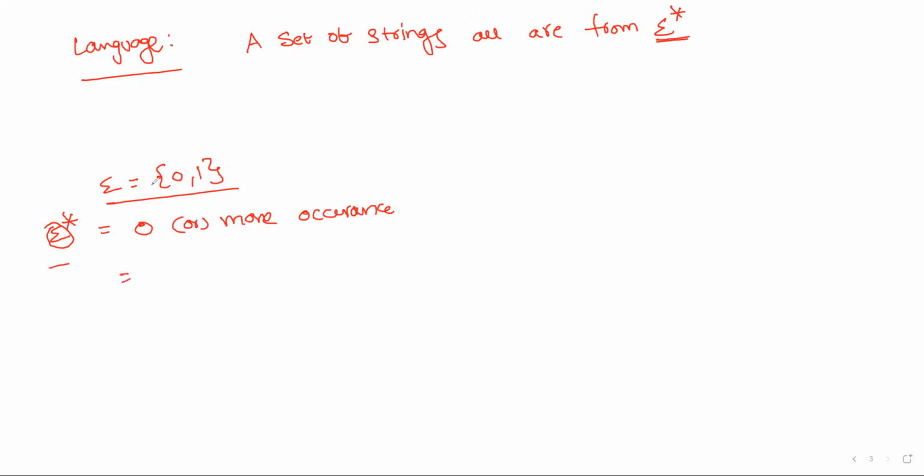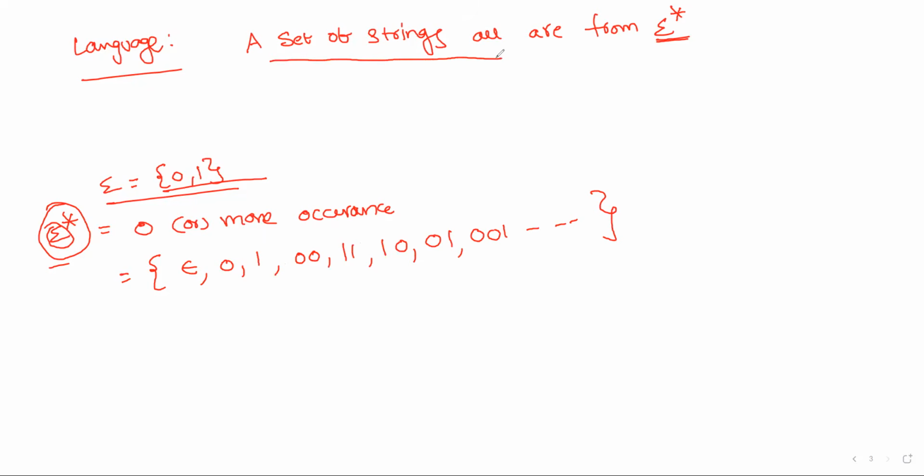So for example, for this {0, 1}, what is sigma star? Zero occurrences means epsilon, then 0, 1, 00, 11, 100, 1001, and so on. You got it? So sigma star means zero or more occurrences of symbols forming strings. Then what is a language? Language means simply a set of strings, all from sigma star.